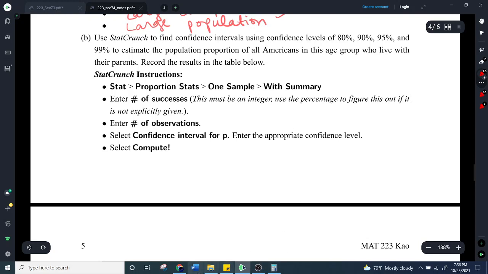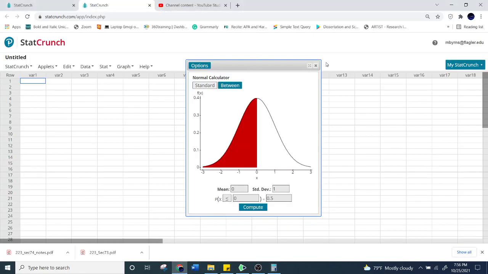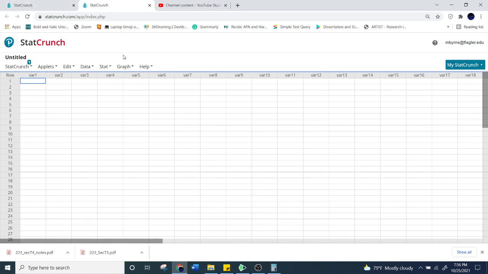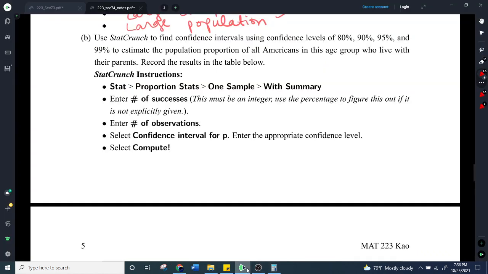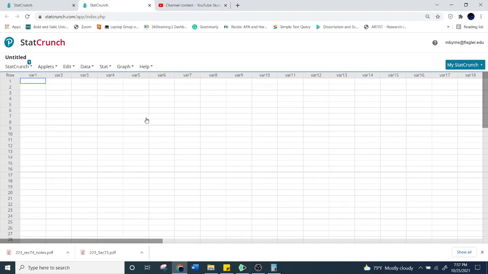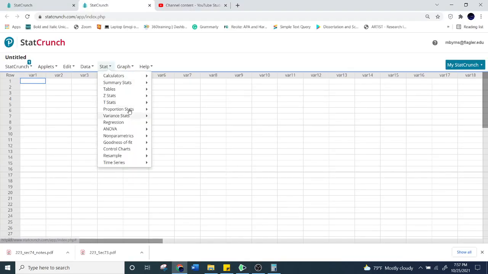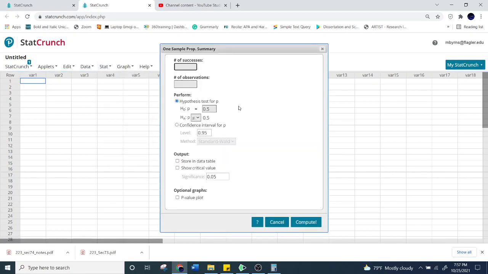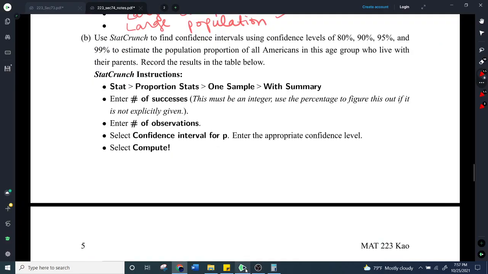So let me go back to StatCrunch. I think I have a window open here. Let me close this out. And I'm going to go to, it says stat and then proportion stats and then one sample with summary. So I'm going to go stat, proportion stats, one sample with summary. Now in StatCrunch, when you put these in, you have to put in the number of successes over the number of observations. So if they give you a percentage, you have to figure that out.